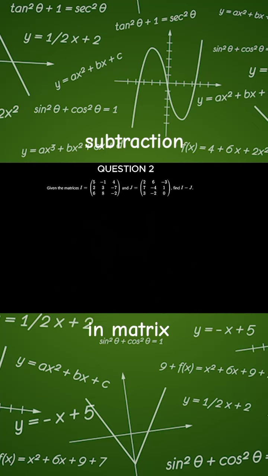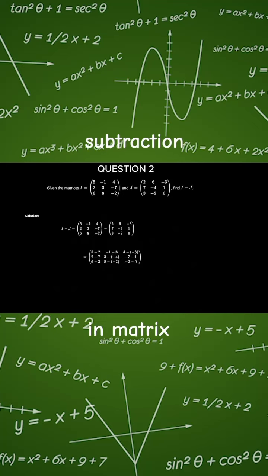So the question now says, find I minus J. So we are going to subtract matrix J from I. The first thing we are going to do is to bring out our matrices. Then we'll be having these figures in rows as our solutions. So for the first element, we have 5 minus 2. Next we have 2 minus 7. Next we have 6 minus 3.